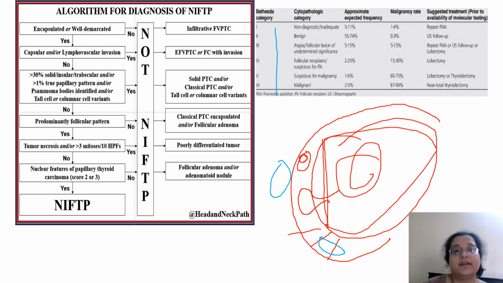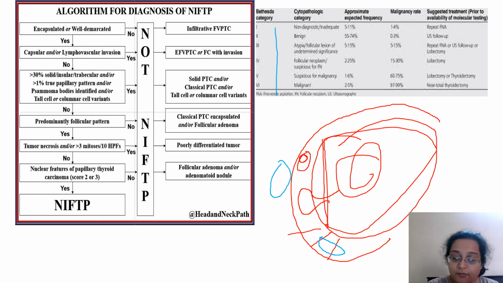If it is there, you can think it is follicular carcinoma with invasion, or the encapsulated follicular variant of PTC. If there is a capsule in the well demarcated lesion, then it is not NIFT-P. Either it is a follicular carcinoma or it is a follicular variant of PTC. So NIFT-P has no capsule, however it is well demarcated. Then moving ahead, if greater than 30% solid, insular, trabecular area is there in the tumor, or there are greater than 1% true papillae, or there are psammoma bodies, or tall cells or columnar cells are identified, then again shift towards PTC or follicular carcinoma. If not identified, then come down again towards NIFT-P.